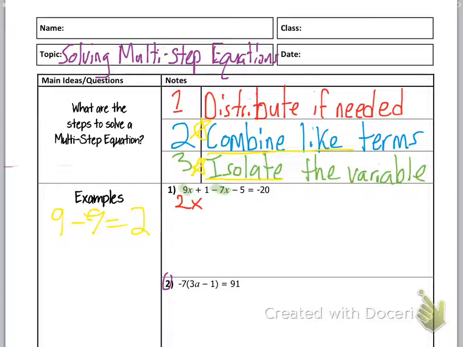and I also have a positive 1 and a negative 5. So those are also like terms because they don't have a variable attached to them. So I'm going to have 1 minus 5. I have a positive and a negative, so whenever you have two different signs, you subtract. So 1 minus 5 will be 4, and you're going to take the sign of the largest number. So the largest number is 5, and it's negative, so it's going to be a negative 4.